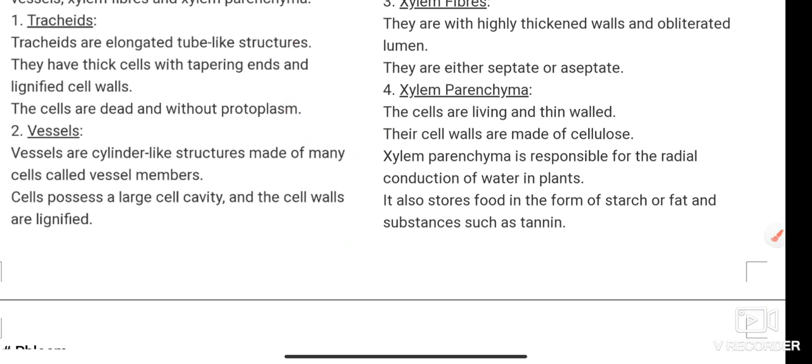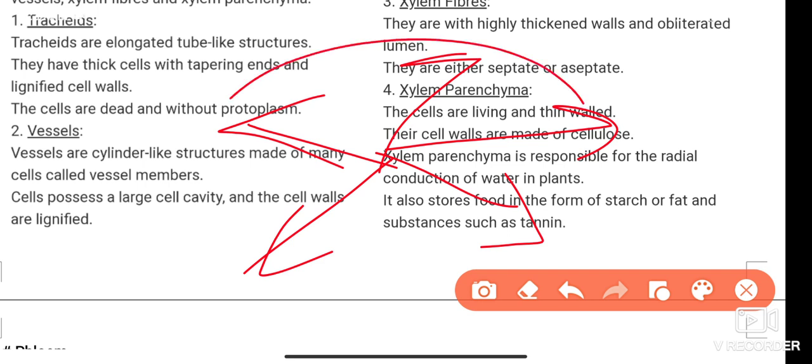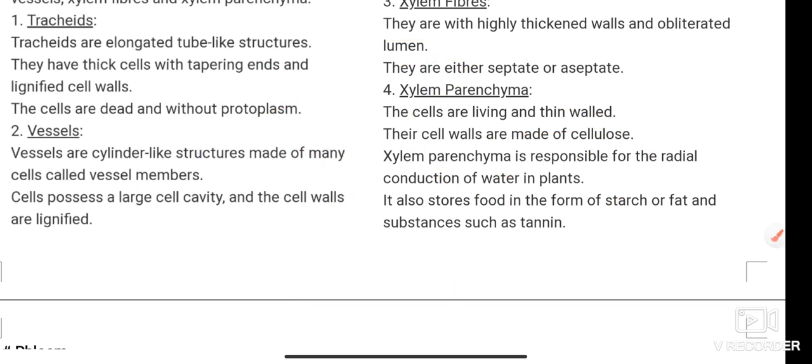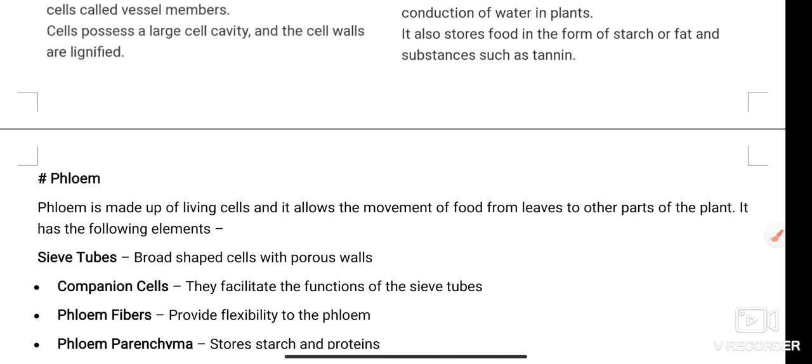Xylem parenchyma. The cells are living and thin-walled. Their walls are made up of cellulose. Xylem parenchyma is responsible for radial conduction of water in plants. Radial conduction means conducting water towards the girth of the plant. It also stores food in the form of starch and fat and substances such as tannin. So which part of the xylem stores the food? Xylem parenchyma stores the food, in the form of tannin.